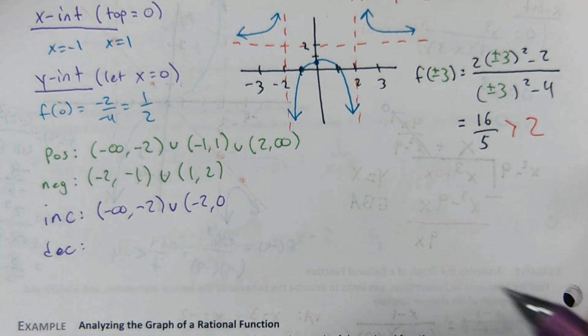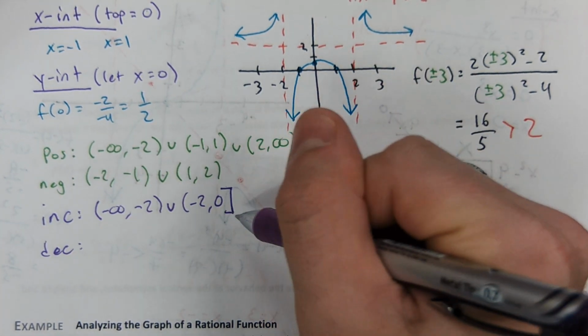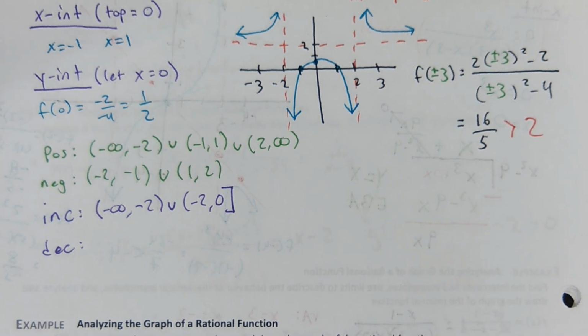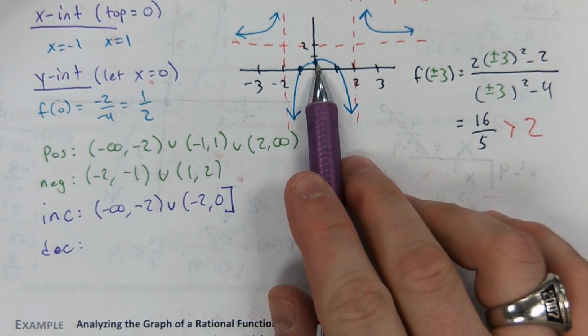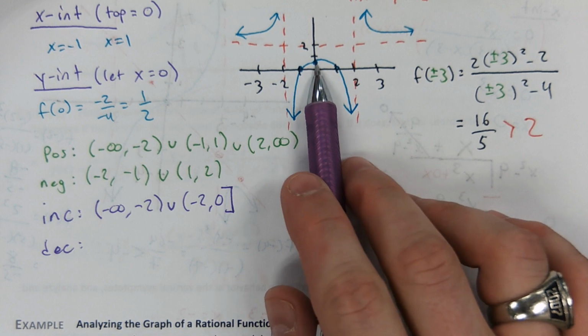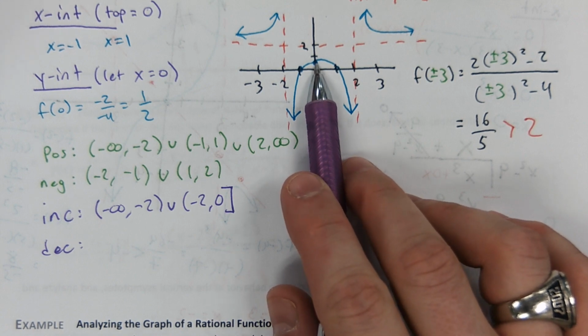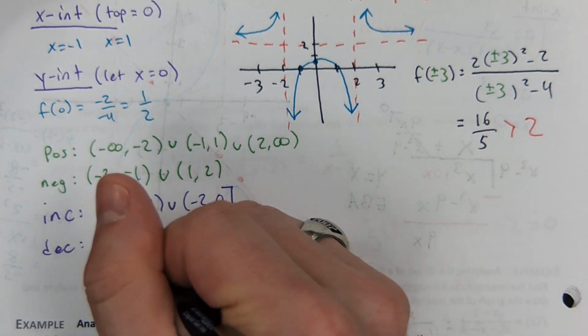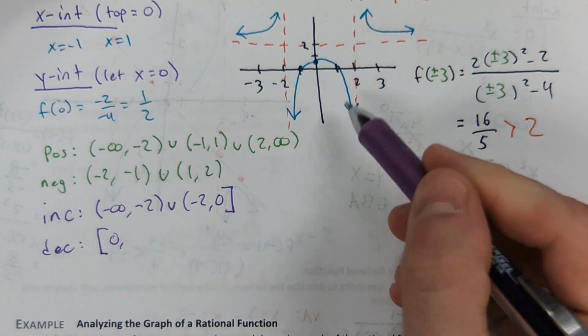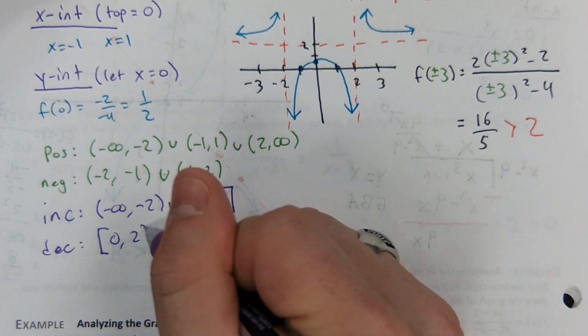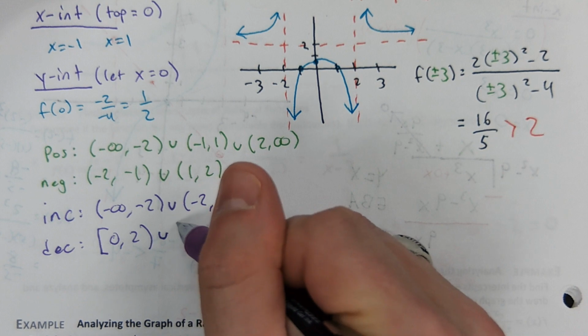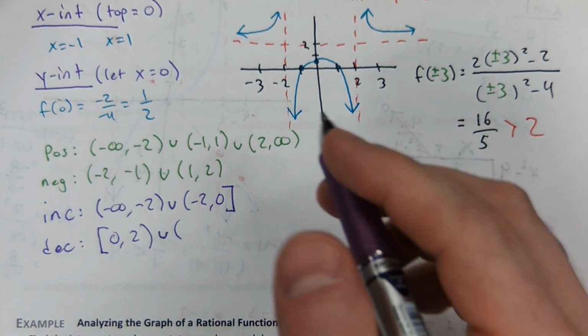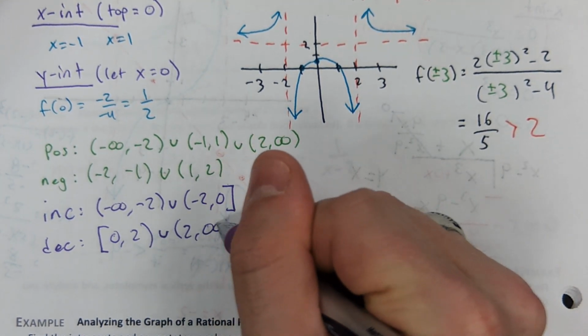Now at x equals 0, I can use a bracket because at x equals 0, I'm going to start decreasing. So this point is a change between increasing and decreasing. So from 0 to 2. Have to hop over 2 because my graph doesn't exist there, but then once again after 2 for all infinity.